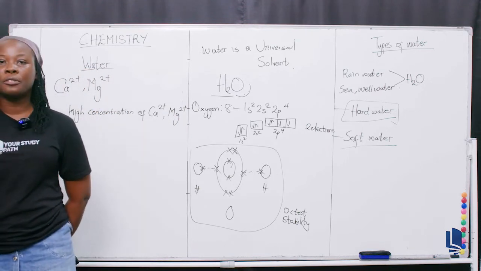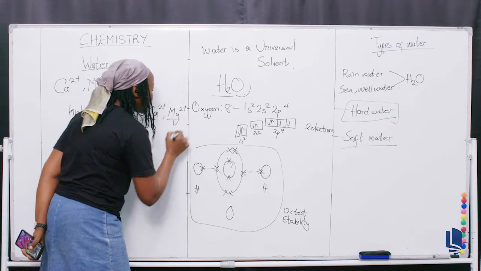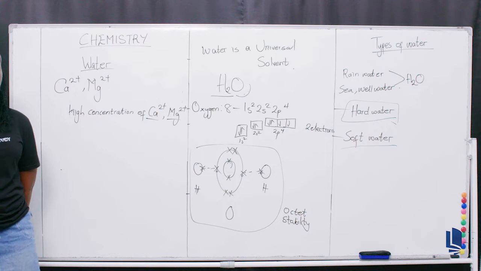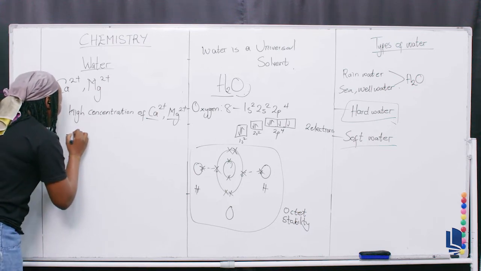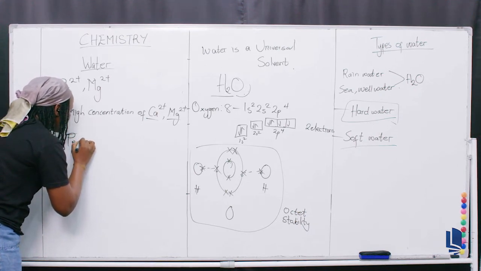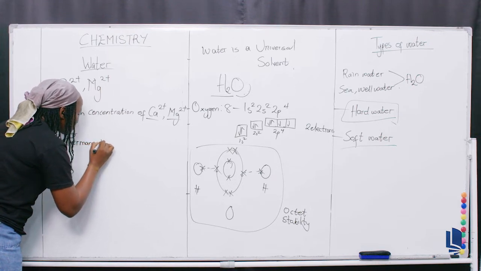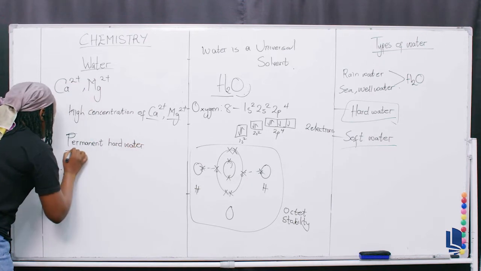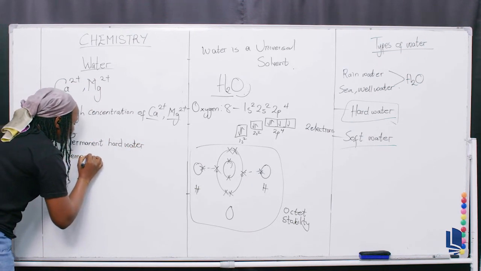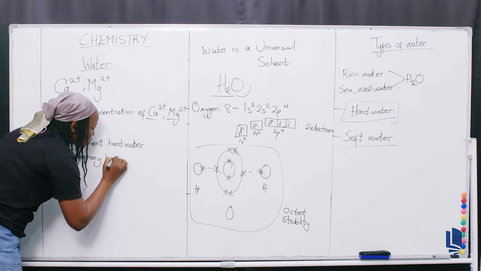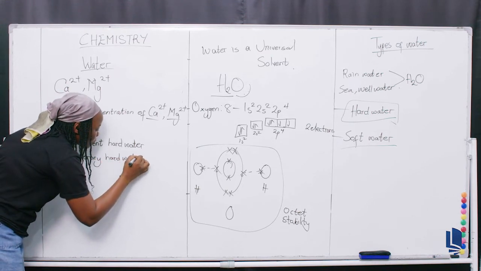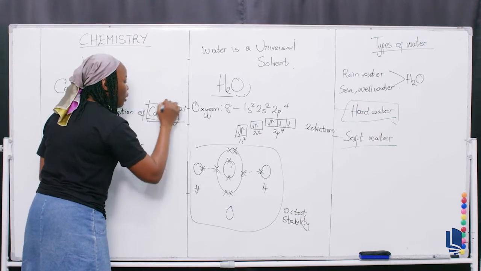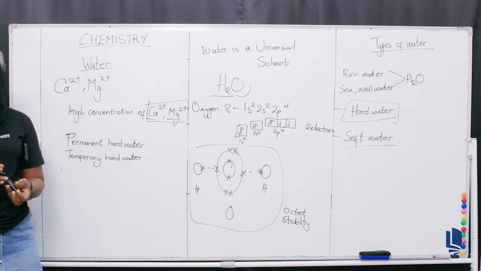So I made mention of calcium and magnesium ion. It must be a salt, and there are two types of hard water. We have your permanent hard water, and you have your temporary hard water. The hardness is as a result of calcium ion and magnesium ion.